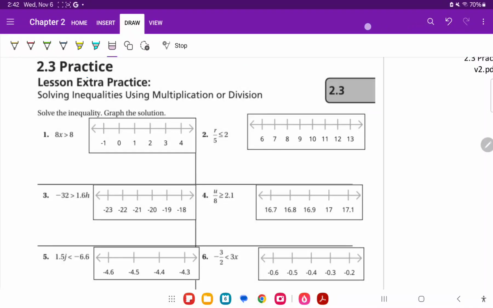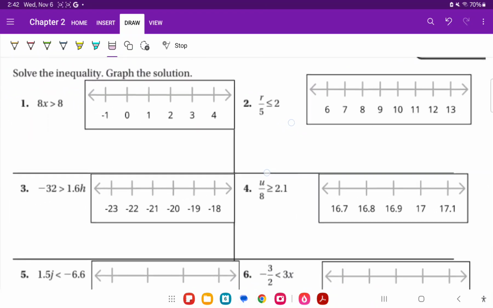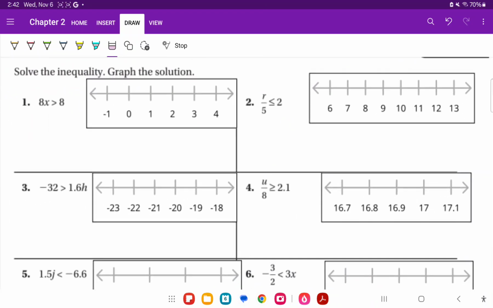Okay, so we're doing the 2.3 practice, and I'm going to do some of the problems with you, and then other ones I want you to do on your own. All right, so let's do number 2.